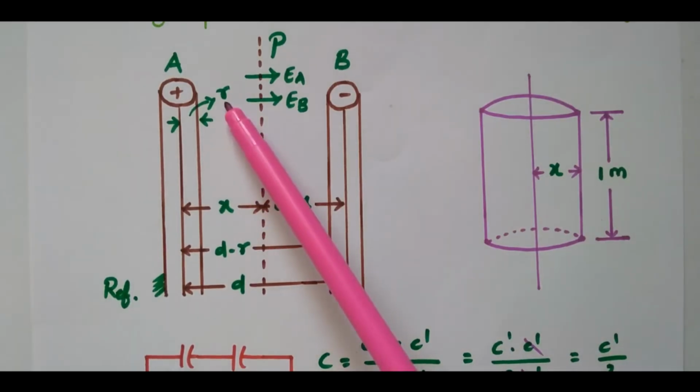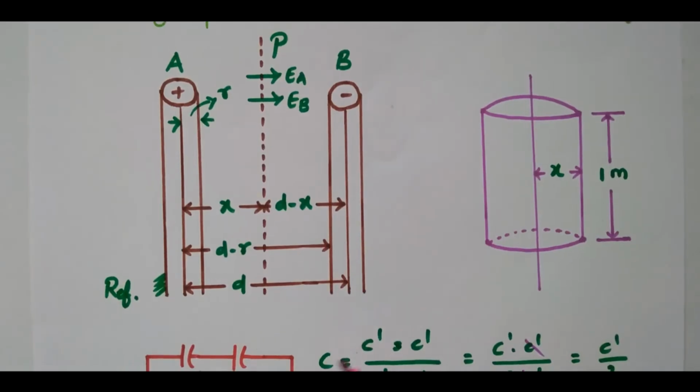The radius of each conductor is R meter. The center to center distance between the conductors is D meter, that is, the center of conductor A to the center of conductor B is D meter.